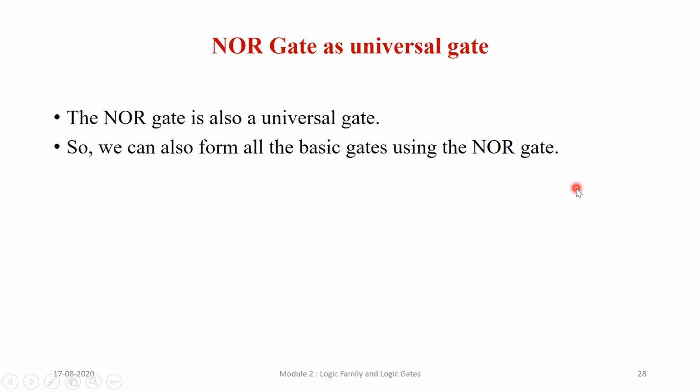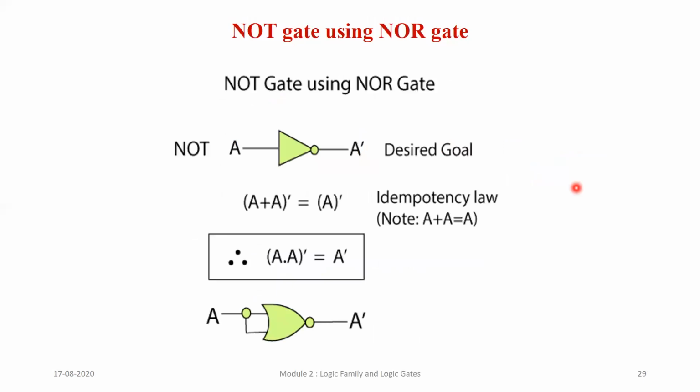Now we will do the same thing using your NOR gate. Okay, so NOR gate is also a universal gate. So let us do the first one. So my NOT gate using my NOR gate. Okay, so this is the NOT gate, normal one. So any one input, please remember to draw the bubble. So I get A dash.